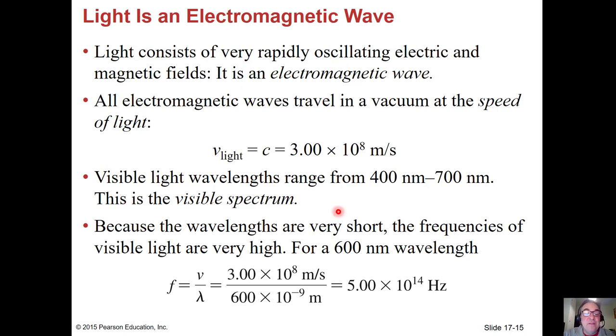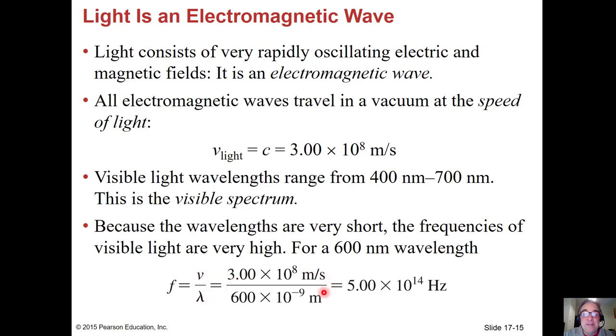If you wanted to calculate the frequency from the speed and the wavelength, this is a little review from chapters 15 and 16. The speed would be the frequency times the wavelength. So if you solve for the frequency, it's the speed over the wavelength.